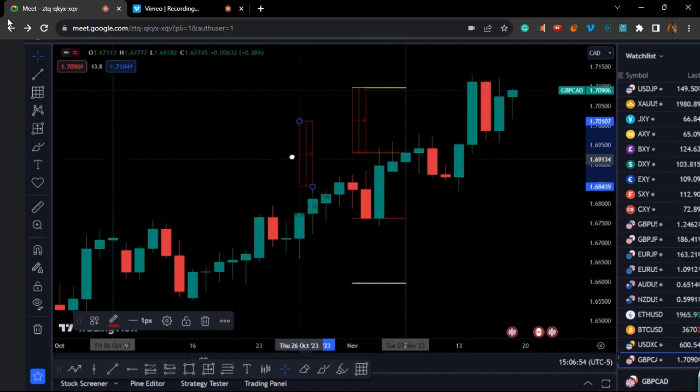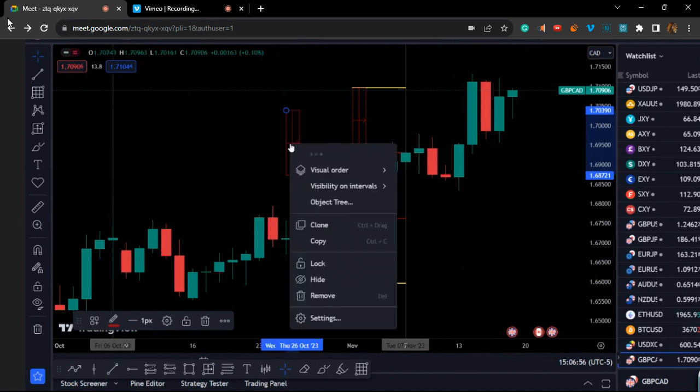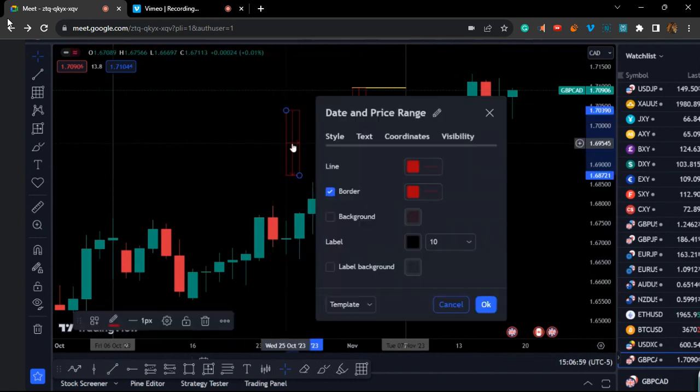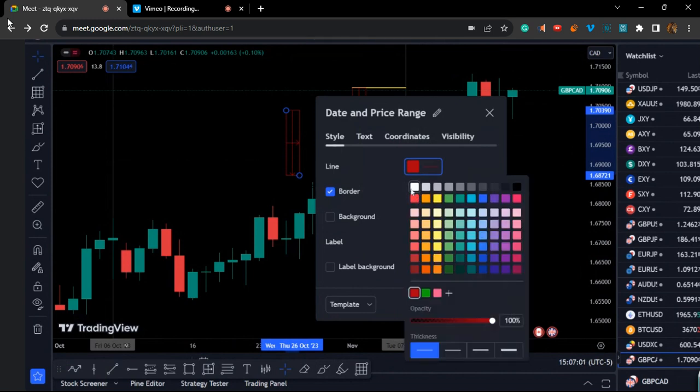Make the colors white. Click on the settings and make the background white. So click on white.